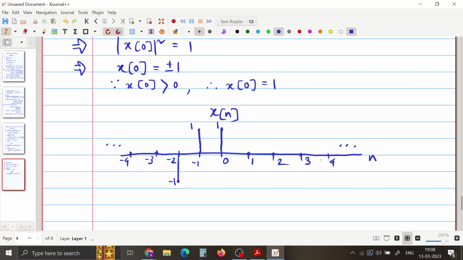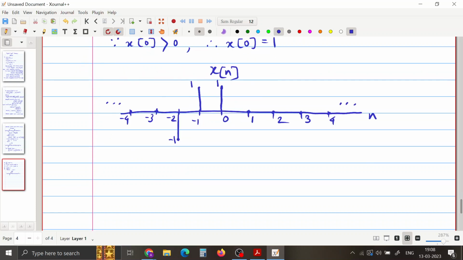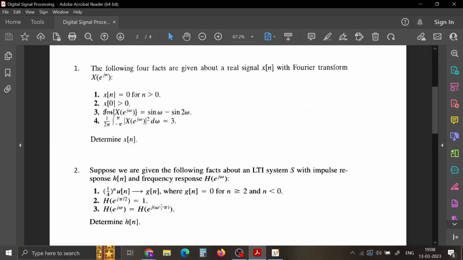So this is x of n, and we can express x of n in terms of the scaled and shifted delta function as delta of n plus delta of n plus 1 minus delta of n plus 2. So only a 3 length sequence. Okay, that's it. So the first question is complete.